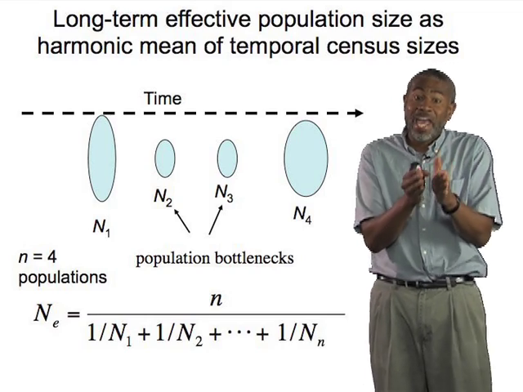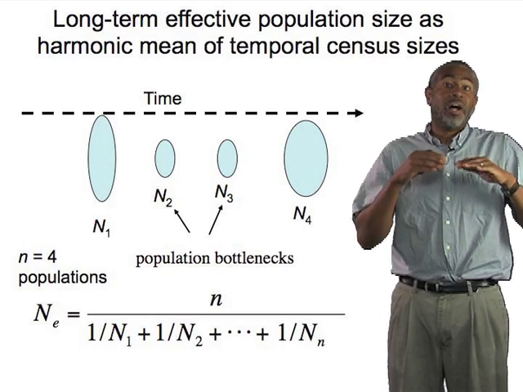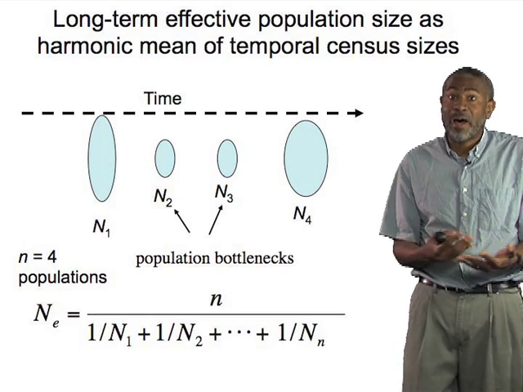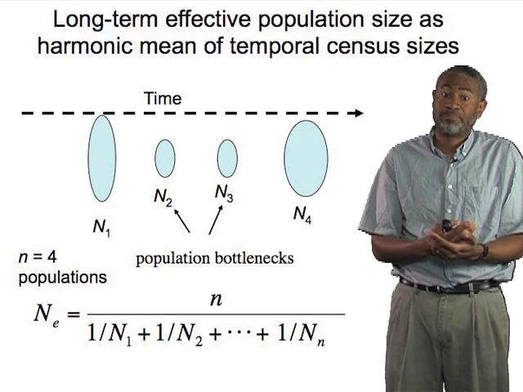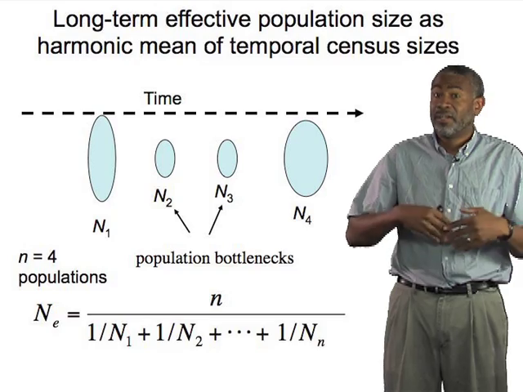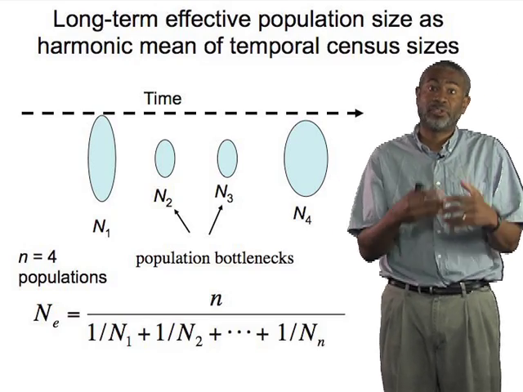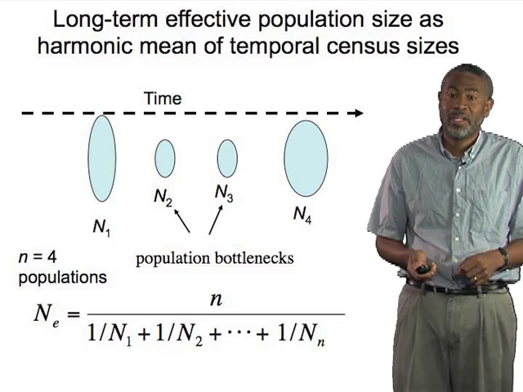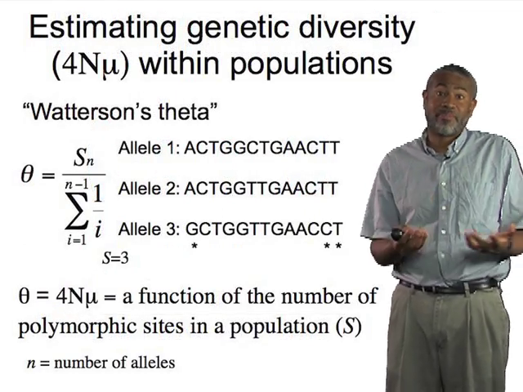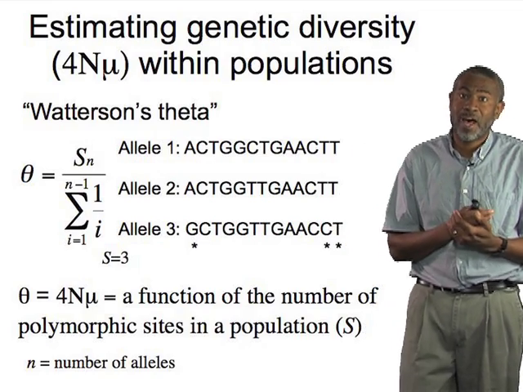And the fact that we have bottlenecks at generations 2 and 3 tells us that overall our effective population size is going to be much smaller than the actual sizes. And in this case, our effective population size is going to be dominated by those time intervals where the population size is small. Okay, so we've gone through effective population size, and it's a really important concept, and that's why I spent some time on it.